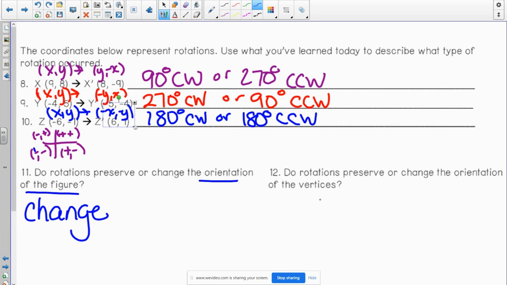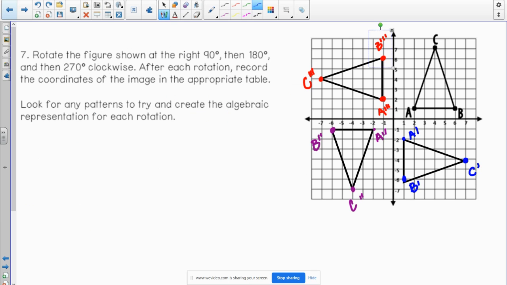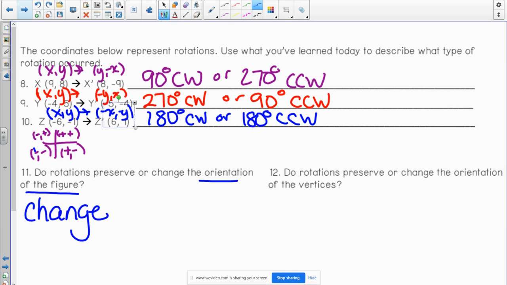Does it change the orientation of the vertices, the way the vertices are moving? If we look at A to B to C, that's counterclockwise. Go here, A to B to C, still counterclockwise. A to B to C is still counterclockwise, and A to B to C is still counterclockwise. Every time I do that, it's still moving the same exact way around. So this preserves. Even though you rotate them into different directions, the orientation of the vertices stays the same.